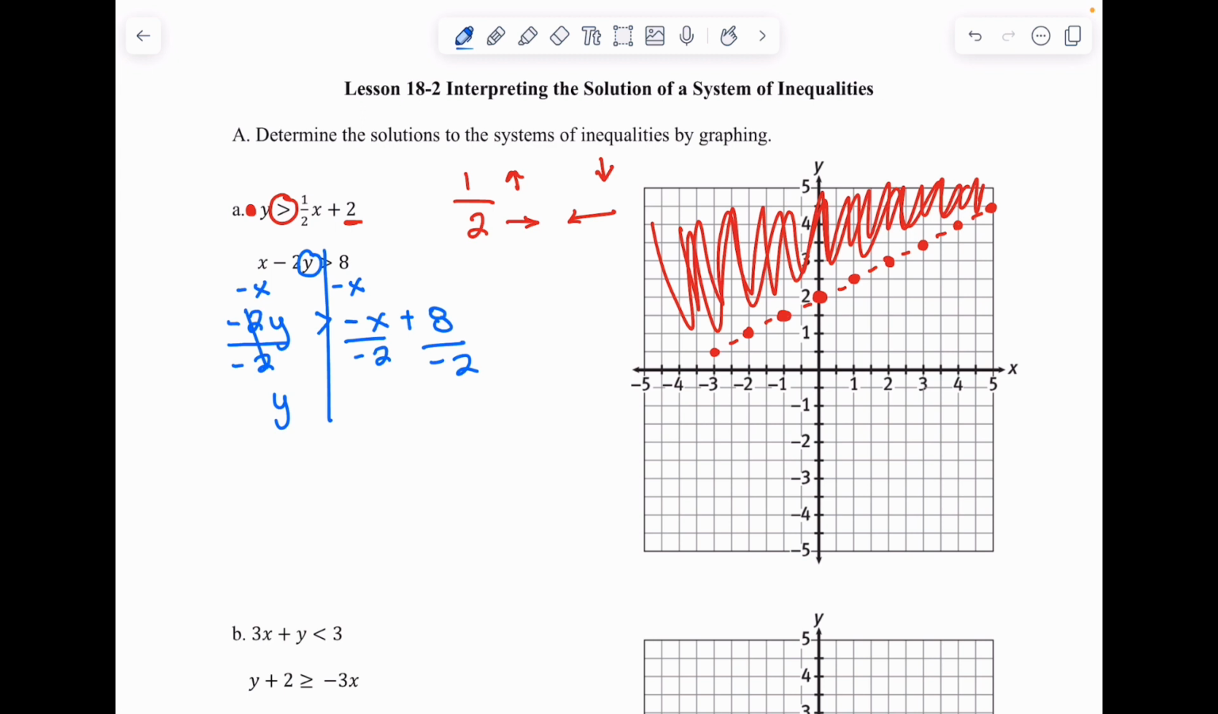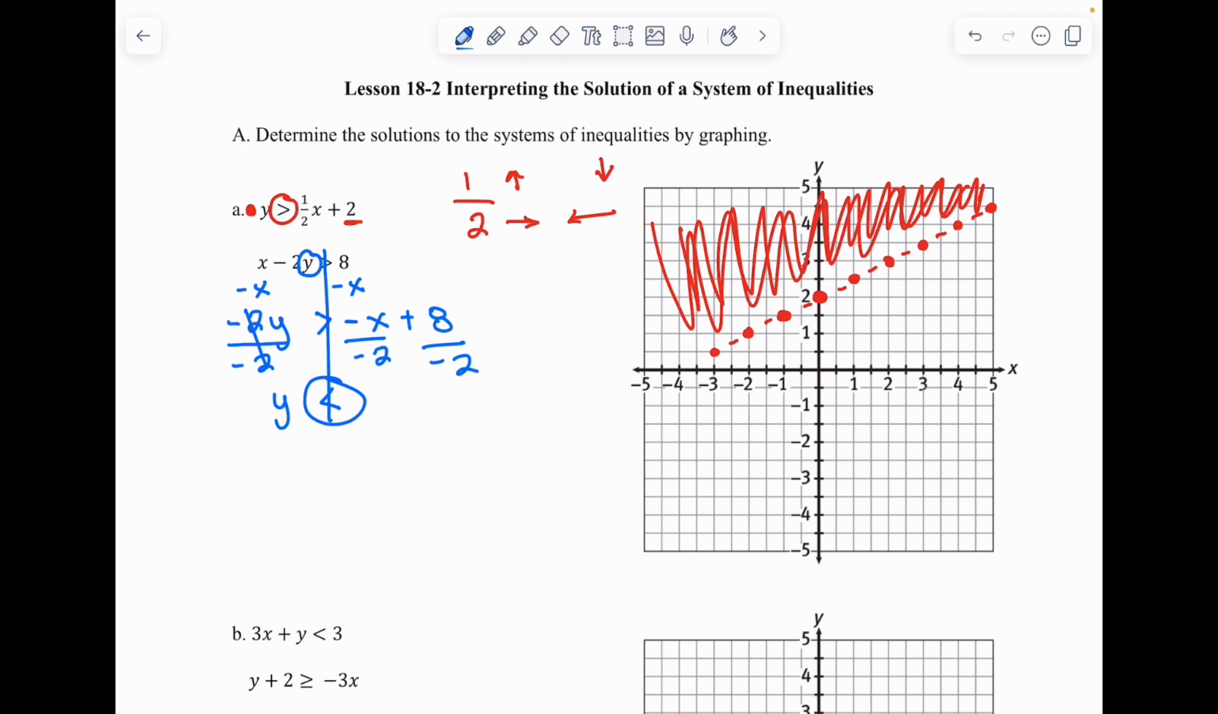And because I divided an inequality by a negative, I have to flip my sign. This is very important that you don't forget to flip your sign when necessary, because if you forget to flip your sign, you'll probably shade your inequality wrong. So make sure that if you multiply or divide an inequality by a negative, that you flip the sign.